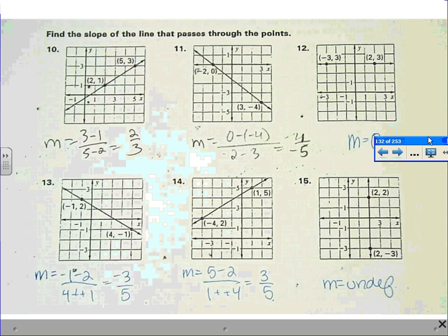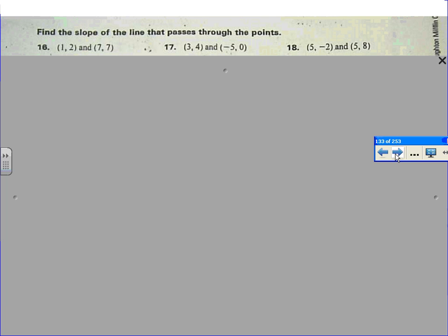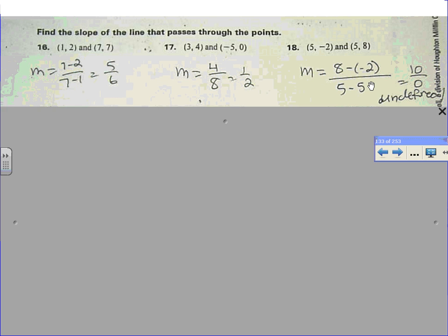Okay, do you guys need this or no? Okay, Joseph, number 16. Close. It's 5 over something. Good, 5 over 6. Nathan S, 17. Good, 1/2. 18, Mike. Oh yeah, it's on my desk. Undefined because it's 10 over 0.